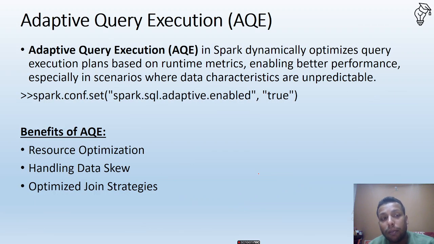Now next is very important, AQE, which contains many features. It comes with Spark 3.x versions. Adaptive query execution dynamically optimizes the query execution plan based on runtime metrics, enabling better performance, especially in scenarios where data characteristics are unpredictable. Most companies use this feature, and it is a very good feature. It removes a lot of hurdles and a lot of work which we need to do to optimize our Spark program.